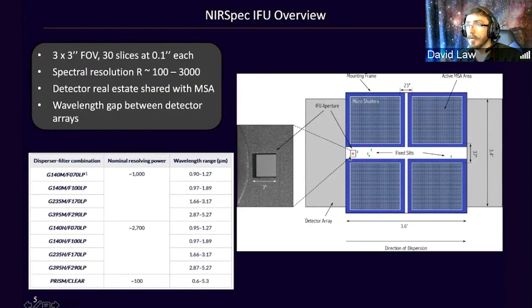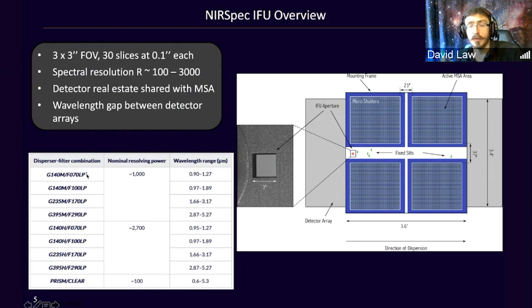It's located about here in the middle of the NIRSpec array, and as I mentioned earlier, it reformats the spectra from each of those slices so they disperse across the detectors underneath the micro-shutter arrays. So it shares detector space with the MSAs, which is why we can't do both MSA and IFU spectroscopy at the same time. It has 30 slices in that 3 arcsecond field of view, making each about 0.1 arcseconds wide. There's a range of spectral resolutions. The prism resolution is R of about 100, very low resolution, but it gives you the entire wavelength range in one go. There's a variety of higher resolutions as well.